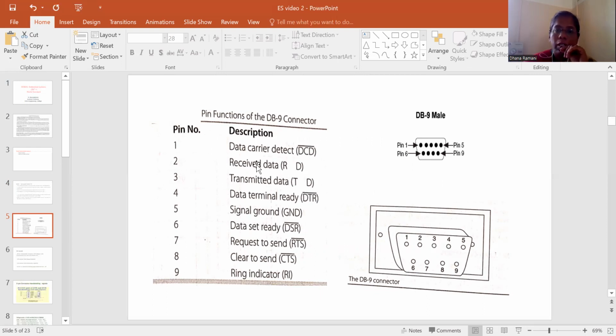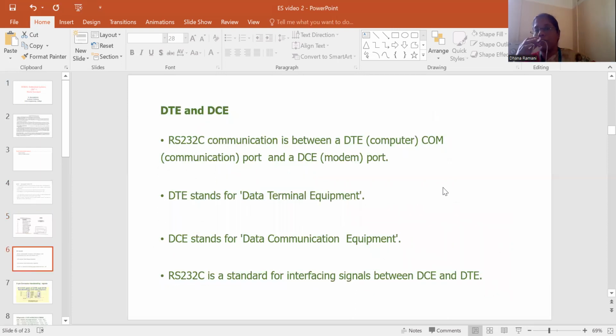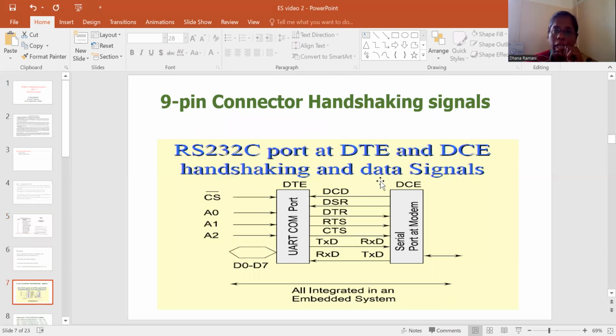In the DB 9-pin connector, the first pin is for data carrier detect, the second pin for receive data, the third pin for transmit data, the fourth pin for data terminal ready, the fifth pin for ground, the sixth for DSR, data set ready, the seventh for request to send, the eighth for clear to send, and the ninth for ring indicator. These are the pin descriptions of the DB 9-pin connector. As I told you, it is communication between data terminal equipment and data communication equipment, and you can see the handshaking signals of the 9-pin connector and how it does the handshaking.